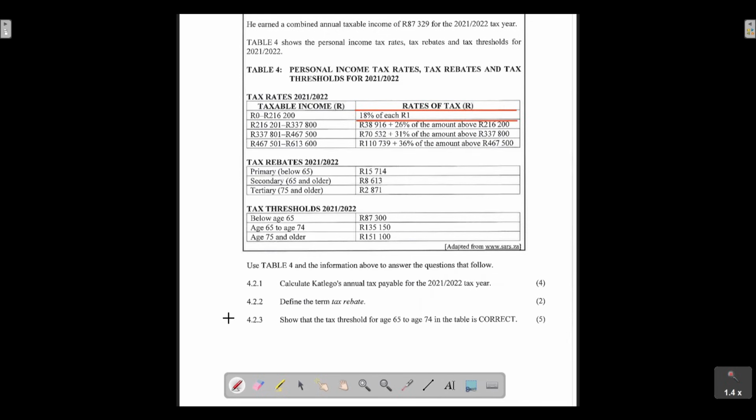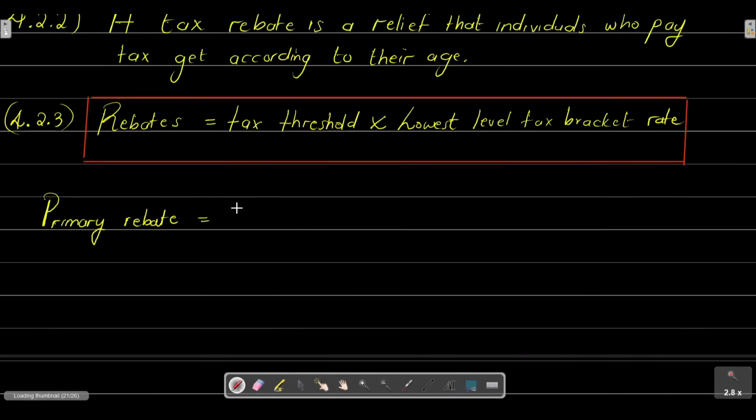Right now, we want to calculate the primary rebate. In other words, we want to prove that this formula is correct, so we want to get a final answer of 15,714. We take the tax threshold for your primary rebate of 87,300, because we're focusing on the tax threshold for people under the age of 65. You multiply it by the lowest level tax bracket rate, which is 18%, the same as 18 divided by 100. This value should give us your primary rebate. If you punch that into your calculator, guys, you will see that you're going to get what?